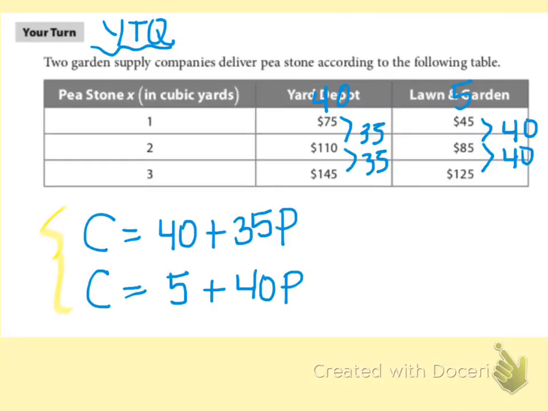Okay, so a system that would work for this would be, for the first one, I used C and P for cost and P for stone, or I guess it's in cubic yards, you could use Y or whatever. But C is equal to 40 plus 35P. And that one's got a much higher upfront, but it's only $35 per yard. The other company, $5 is their kind of startup fee, and $40 for every cubic yard.